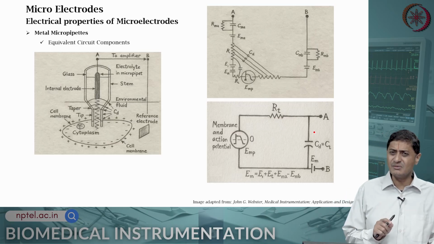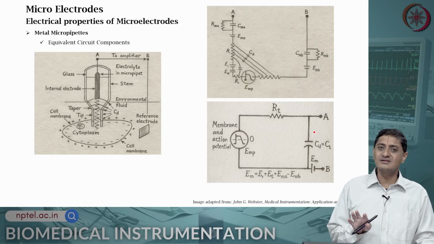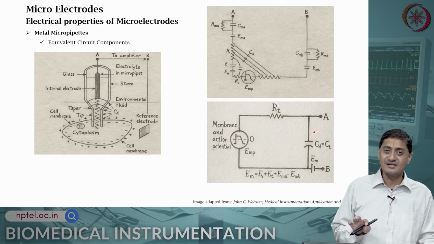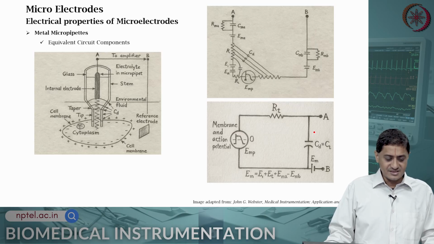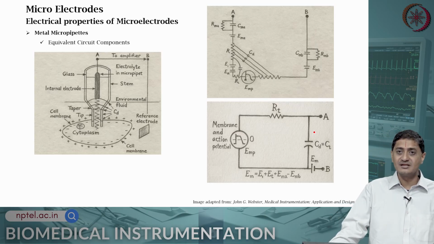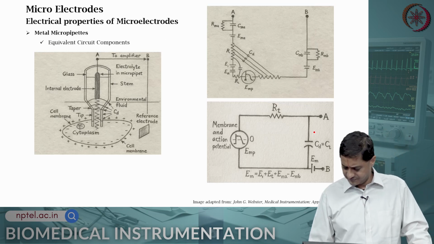Remember that some of these things are not constants. Some of these things change depending on the state of the cell and the dynamics under which the cell is operating. This is the metal micropipettes and their equivalent circuit components.